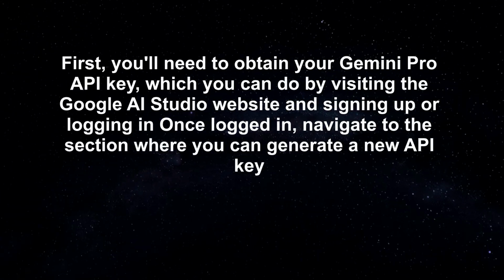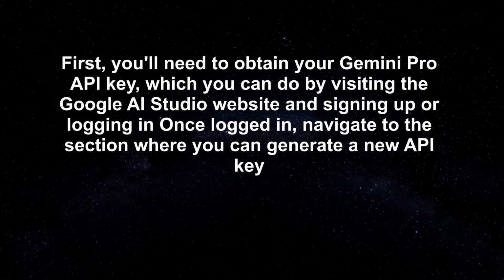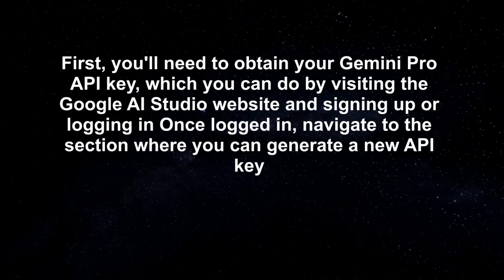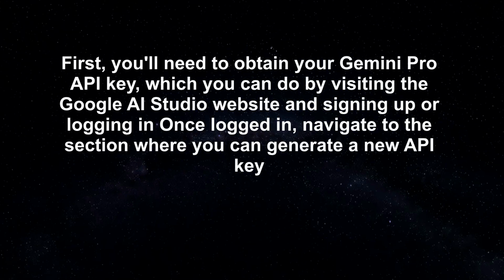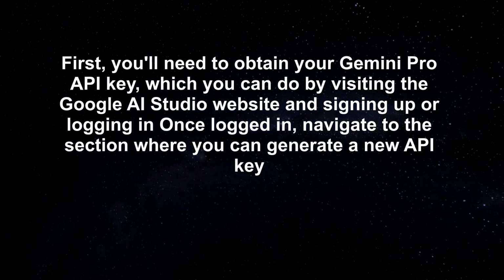First, you'll need to obtain your Gemini Pro API key, which you can do by visiting the Google AI Studio website and signing up or logging in. Once logged in, navigate to the section where you can generate a new API key.